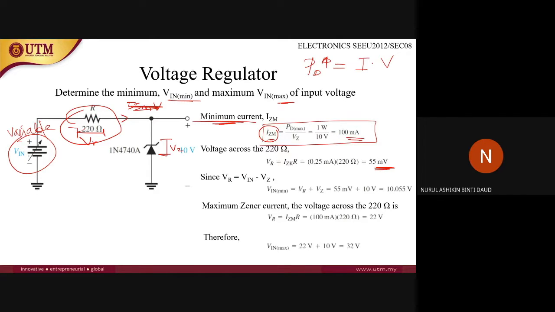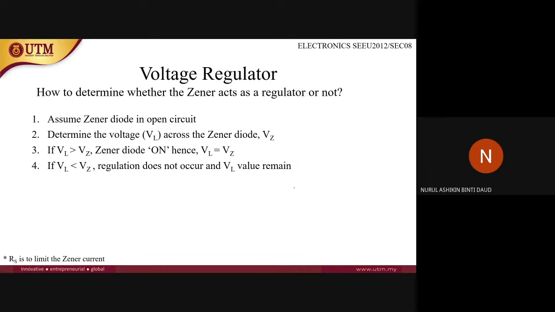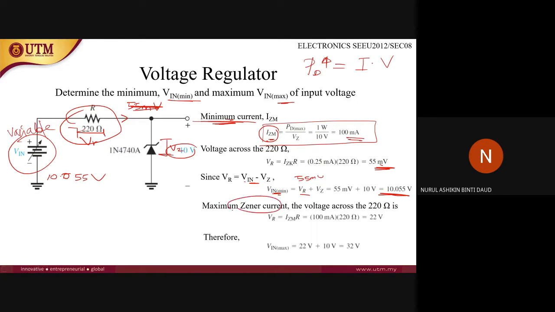VR is usually Vin minus VZ. So Vin at a minimum, because the current is minimum. So VR is, you already know, 55 millivolts plus 10 millivolts, because this value is given to you, 10 millivolts. So the minimum input for this voltage is 10.055 volts.